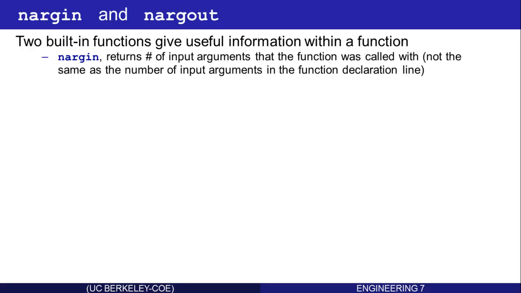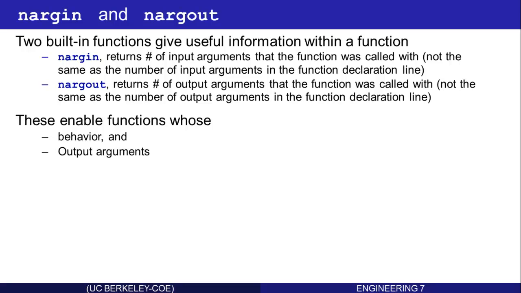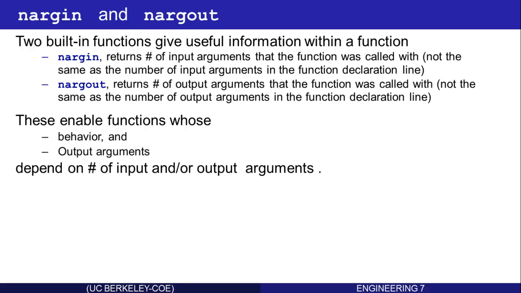Nargin returns the number of input arguments that the function was actually called with, which is not necessarily the same as the number of input arguments in the function declaration line. Similarly, nargout returns the number of output arguments that the function was actually called with. Again, this is not necessarily the same as the number of output arguments in the function declaration line. Having access to these numbers during the execution of the function allows us to write functions whose behavior and output arguments depend on the number of input and/or output arguments that it is called with.